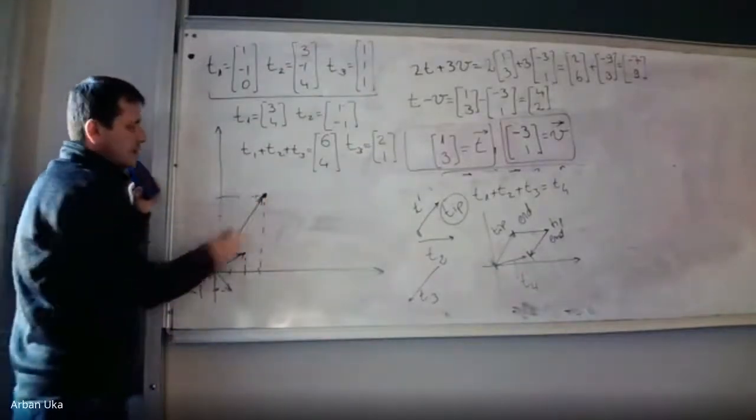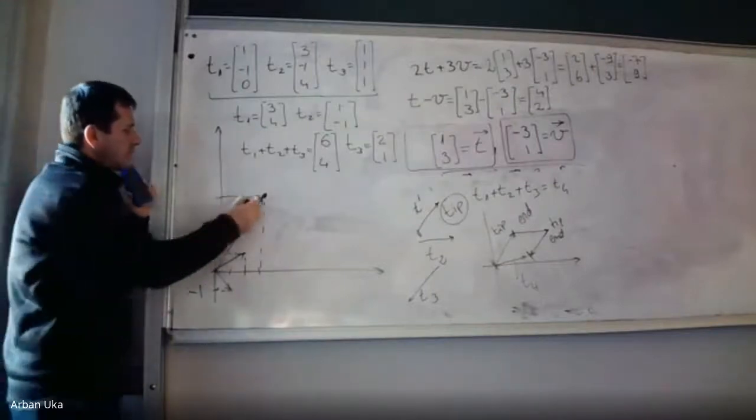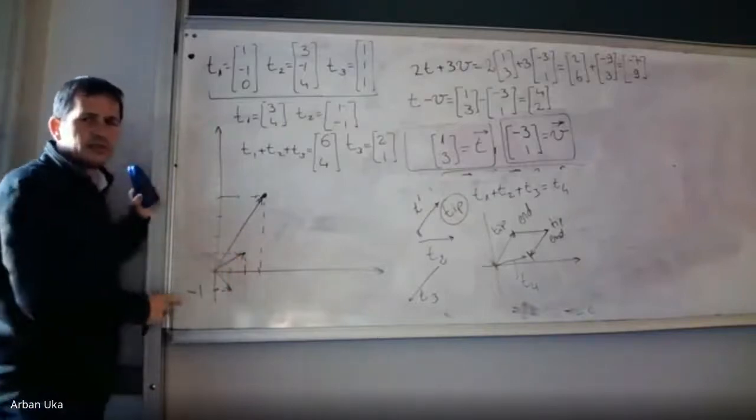By analyzing based on the geometry, t1 is this vector, plus t2. Let's carry this t2. Simple vectorial addition.